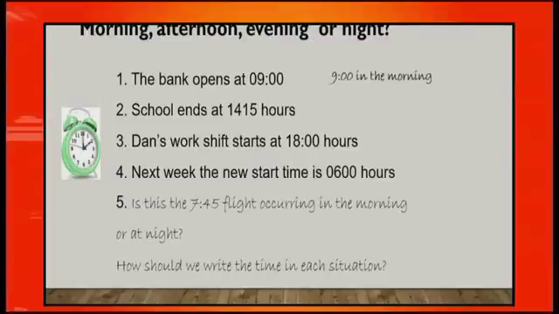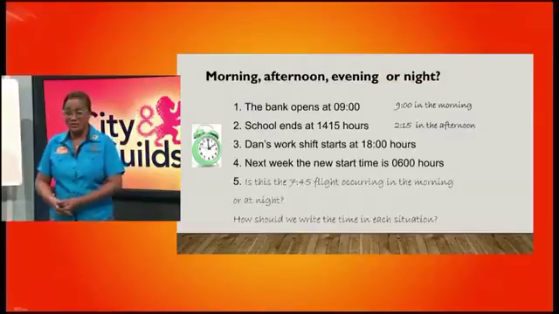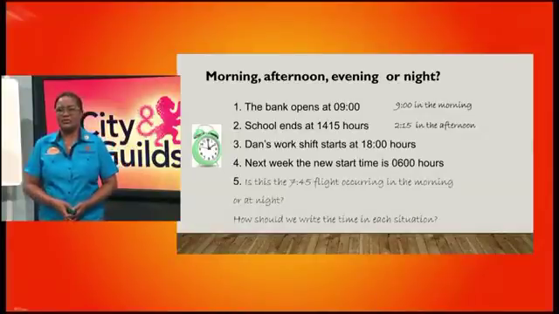Using the 24-hour clock to talk about the time when school ends, 1415 hours. Notice we didn't use a colon this time. That would be 2:15. Why would it be 2:15 and why would it be in the afternoon? It is 14 hours since midnight, so it would be after 12 o'clock. 12 o'clock would be, as we said, 12:00, so 14 would be 2 hours after that, 2:15 in the afternoon.